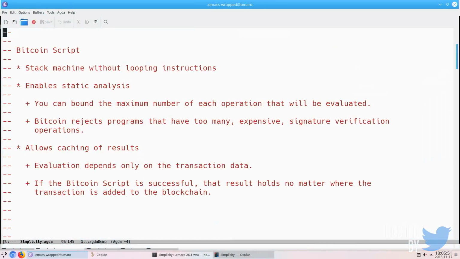And in particular, the Bitcoin protocol rejects programs that have too many expensive signature verification operations. So this prevents denial of service attacks, because even before execution, we know how many of these expensive signature verification operations there are going to be. Bitcoin script allows the caching of results, right? Because in Bitcoin script, the evaluation only depends on the local transaction data itself in a Bitcoin transaction, right? It doesn't depend on the global blockchain structure.